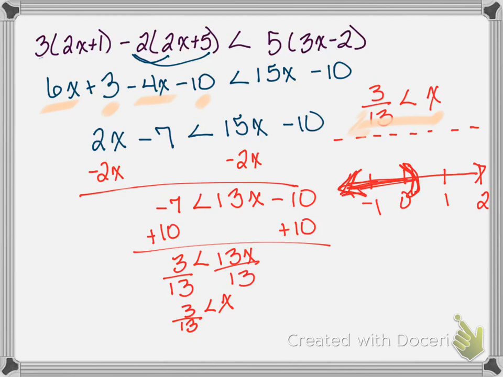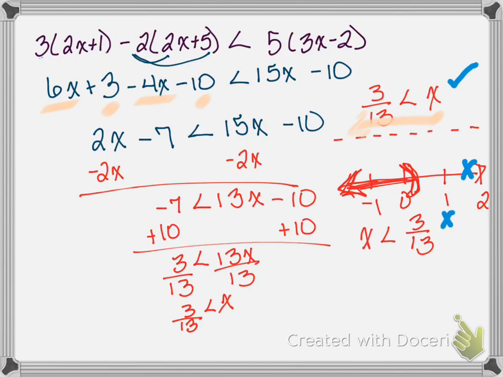Now, there's a couple of different things that students do. One of the things students do is, oh, I can't have x on that side. I need to rewrite this. So they rewrite it as x is less than 3 over 13. That is still incorrect. So this is incorrect and this is incorrect. This is correct. We start rewriting things wrong.